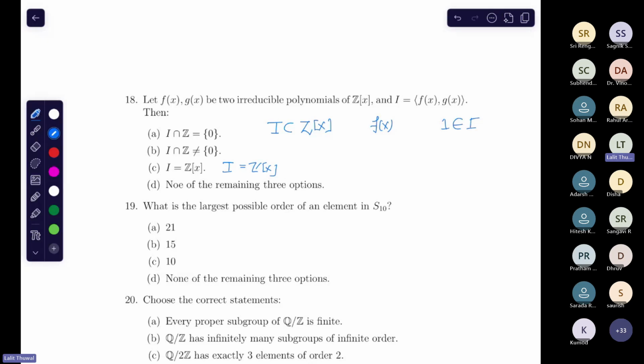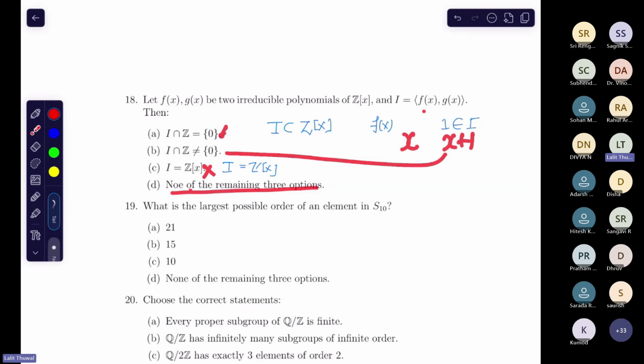What Sohan said, yeah, this is a hint for you. Now, see, you say that this is correct, right? You know that this cannot be correct. Why have I put this option here? Because you can take some example of irreducible polynomials like x and x plus 1. Then you will see that this is going to be true in this case and this is going to be wrong. And if there is some fourth option, that can also be eliminated. That's why I have put this one.